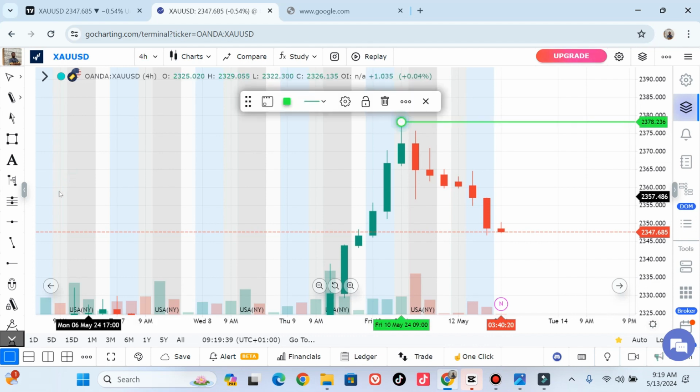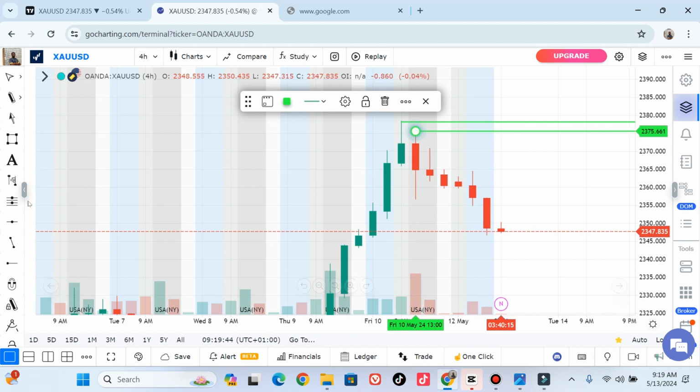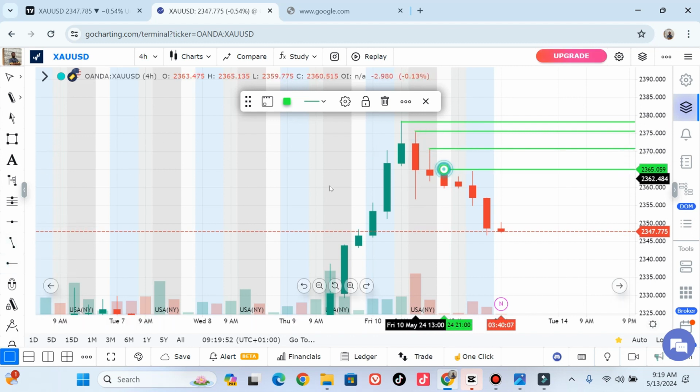This was one of the liquidity points I got. I also consider this liquidity right here and this one. I could see that this and this went very close. So I also need to grab that liquidity, and I went to the downside.